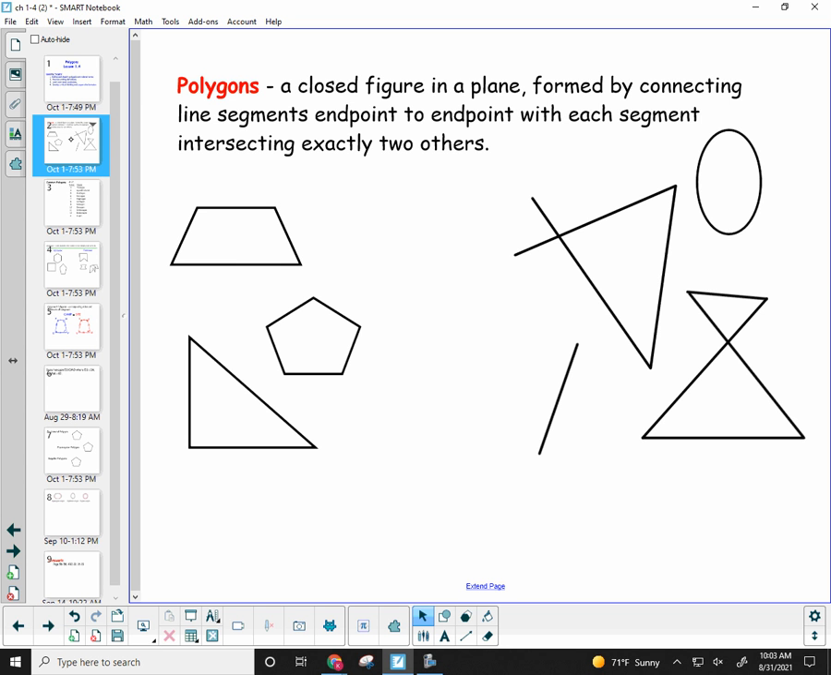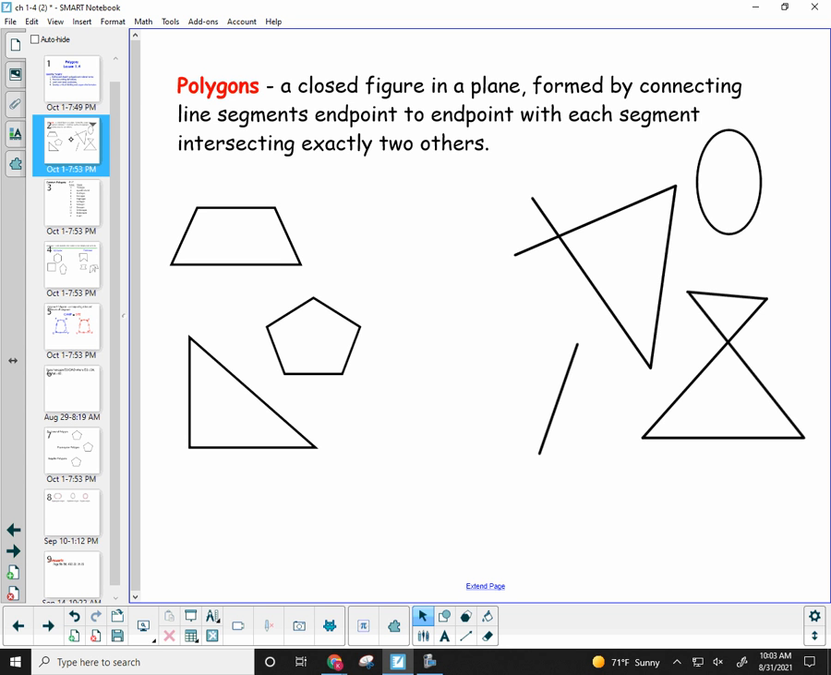On the left here are all examples. On the right, those are non-examples. So let's look at the non-examples. First of all, this ovalish shape here is not a geometric figure to begin with. The oval is not really an identified shape by the geometric community. We deal more with ellipses. But the oval is not made out of segments, so it can't be a polygon.